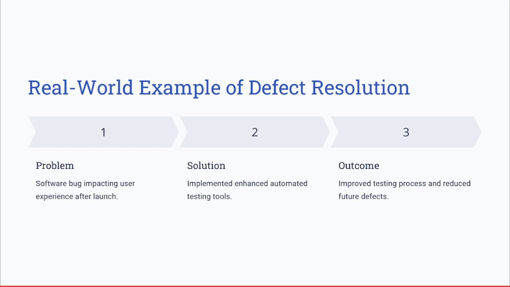Now you need to take corrective action based on the root cause analysis that you have conducted. And the corrective action that you as a project manager have implemented is implementing automated testing tools. This change not only resolved the defect but also improved the overall testing processes, reducing future defects and enhancing the product reliability.